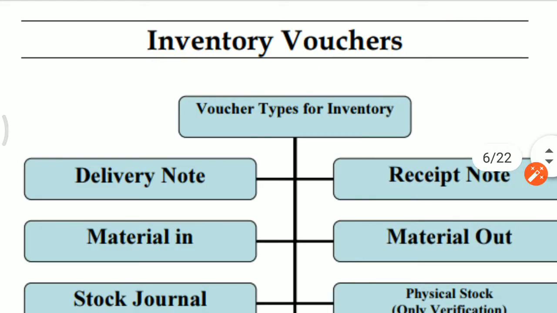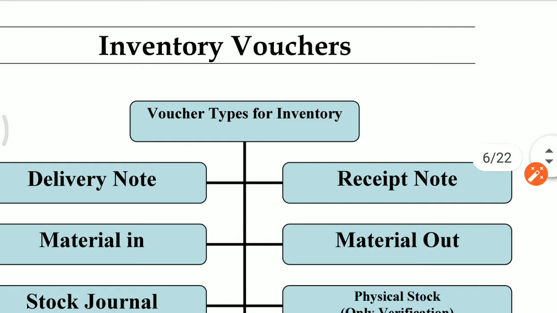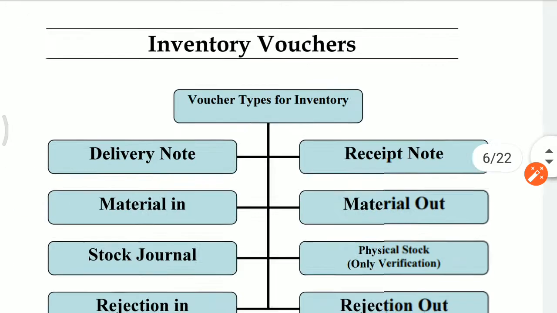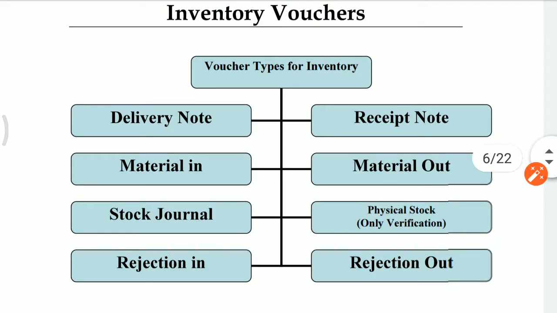Next option is inventory voucher. How many types are available in inventory vouchers? There are a total of 8 voucher types available in inventory. Similarly, in the case of accounts, 8 options are available. Now we will discuss each and every voucher type. First one is delivery note.